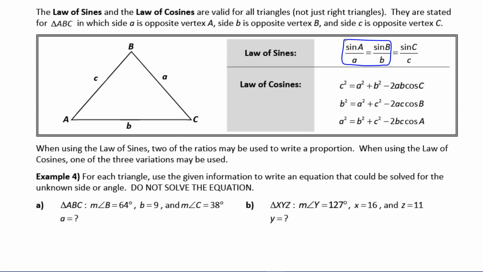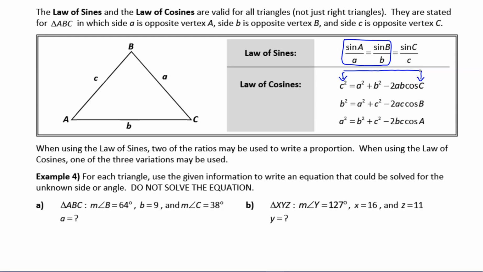The law of cosines is stated a lot like the Pythagorean theorem. The first version of this is c squared equals a squared plus b squared, but then there's this extra part tacked on, minus 2ab cosine C. What I want you to notice is it looks a lot like the Pythagorean theorem, but we have this extra term, and notice that the angle C corresponds to the opposite side C that's by itself on the other side of the equation.